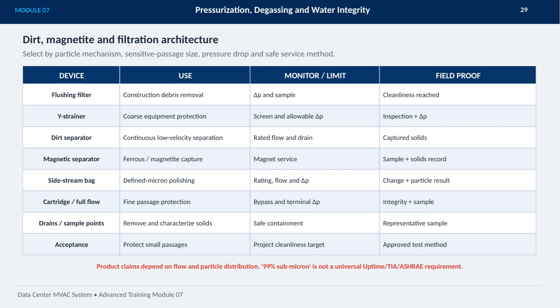It's important to remember that product filter claims, such as 99% submicron, depend on specific flow and particle distributions and do not universally meet Uptime, TIA, or ASHRAE standards. Understanding these devices and monitoring parameters is key to maintaining system cleanliness and protecting sensitive components.